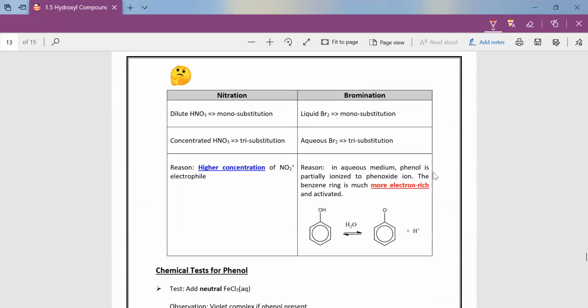One common question students ask me: how come bromine, when it is more concentrated, in so-called liquid form, you only get mono-substitution, but in aqueous form you get tri-substitution? It doesn't make sense, right? But this can be explained by the fact that in aqueous medium, the phenol can exist as phenoxide. In phenoxide, the lone pair can delocalize into the ring, activating the ring much more. That's why it undergoes tri-substitution.